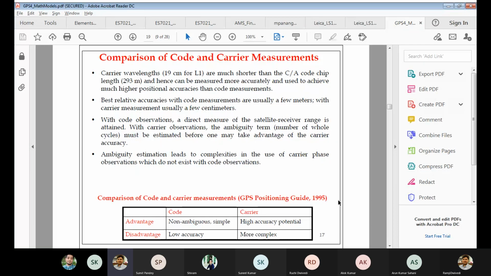Okay. So advantages and disadvantages are written. You can compare for code and carrier phase. The advantage of code is that it is non-ambiguous and simple. However, for the carrier phase, it is high accuracy potential. The disadvantage for the code is low accuracy, but for carrier phase, it is a little more complex. Any question in that? Just observe these statements, and if you have any question, you can ask.